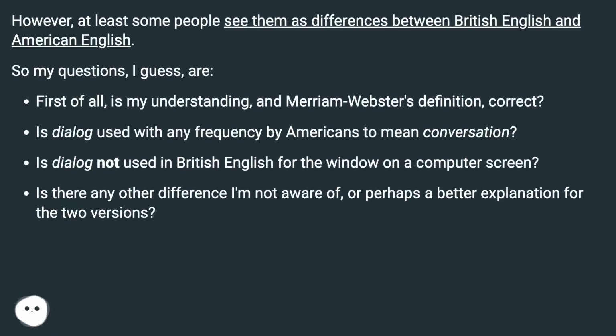However, at least some people see them as differences between British English and American English. So my questions, I guess, are: first of all, is my understanding and Merriam-Webster's definition correct? Is dialogue used with any frequency by Americans to mean conversation? Is dialog not used in British English for the window on a computer screen? Is there any other difference I'm not aware of, or perhaps a better explanation for the 2 versions?